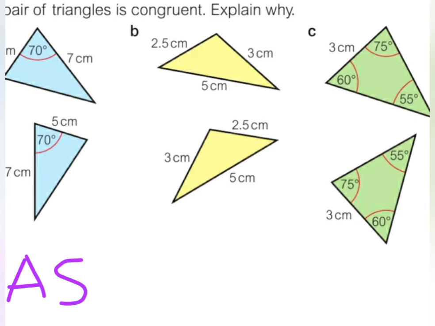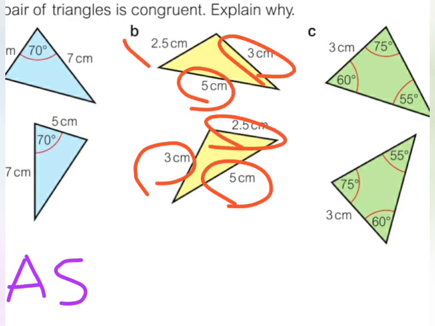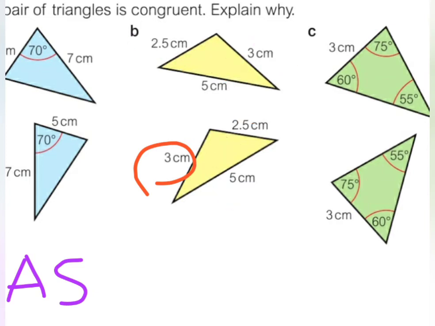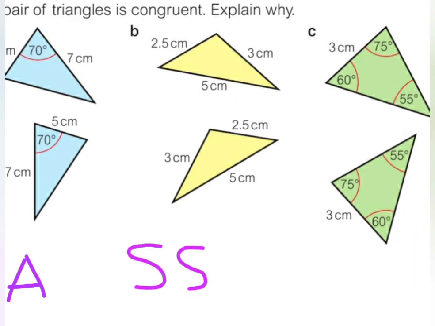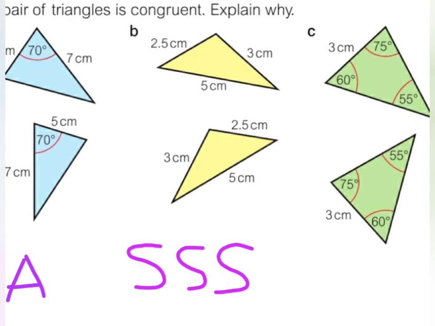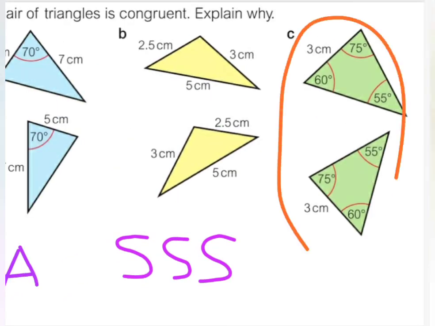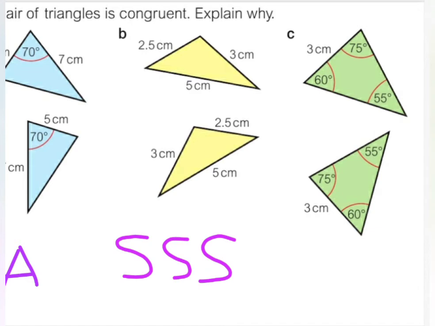Very good. We can see the sides, all of them are equivalent or identical. So the reason will be, very good, SSS. Good job. And SSS means what? Means side, side, side are equivalent. Good. Now, the last triangle here, what can you see?